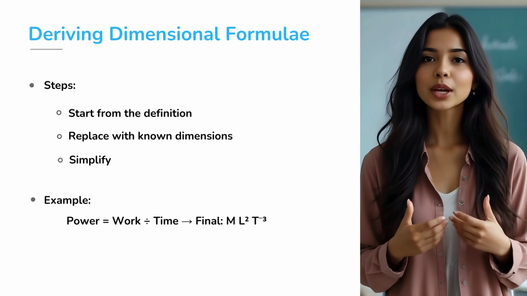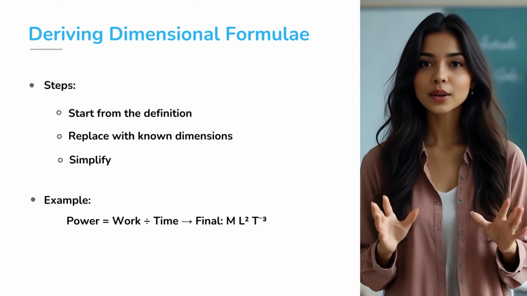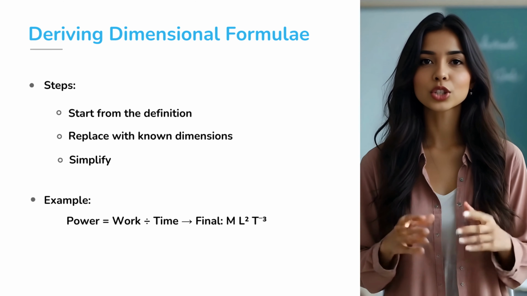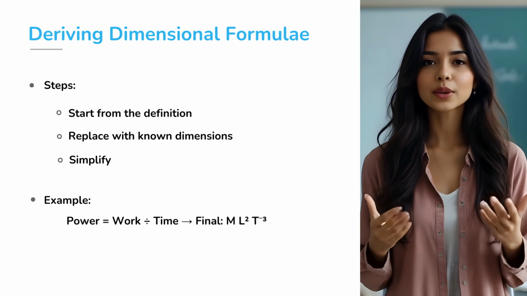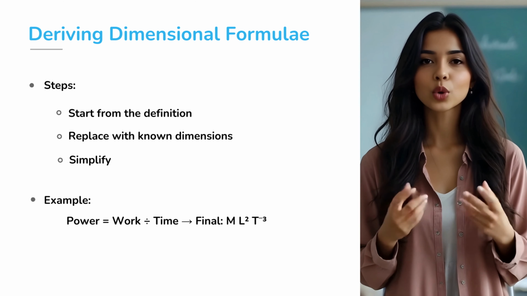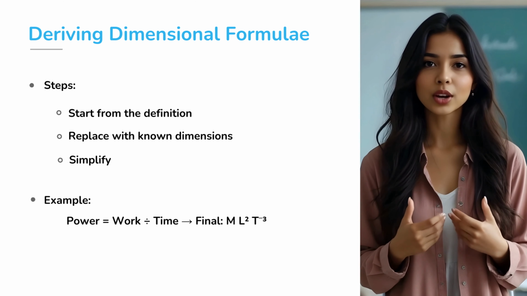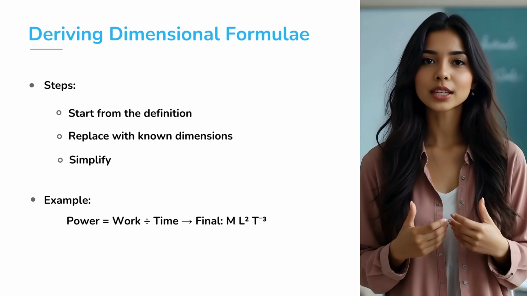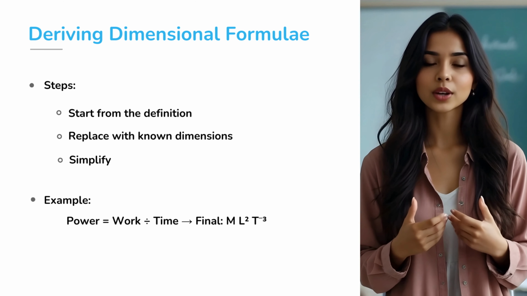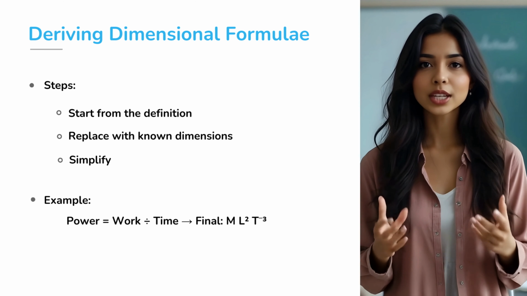To derive a dimensional formula, write the defining equation of the quantity, replace each term with its dimensional form, and simplify by combining base quantities. Example, power equals work divided by time. Work equals m times L² times t to the power -2. Time equals t. Final formula for power equals m times L² times t to the power -3.